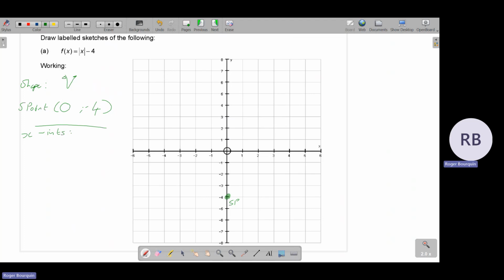Notice how we're not using the definition at all here. We're not going to normally sketch without the definition. So you're going to sub in y is equal to 0.